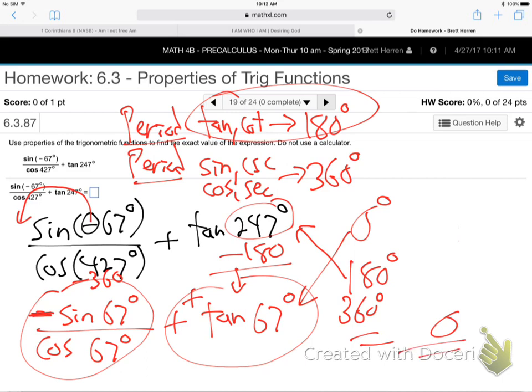Good. So you've got to remember, tangent is special with his period, and cosine is special because he's even. If you want to memorize this as you go into calculus, all you really have to remember is, when it comes to periods, tangent is special, 180. When it comes to even and odd, cosine is special, he's even. The rest are odd. So there are the properties. Two of them.